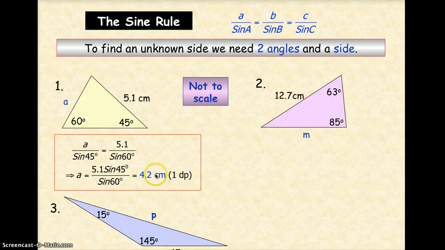Remember to always write the unit. Don't leave it out. Now, stop the video, solve the other two problems on your own and see if you can do it. If not, play it again and look at problem number 2 to help you out. So here's number 2.